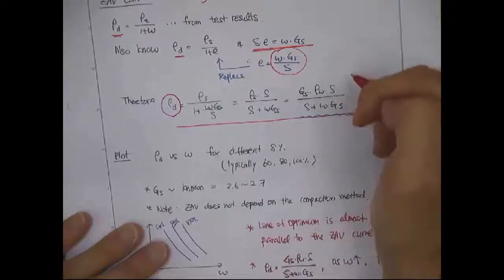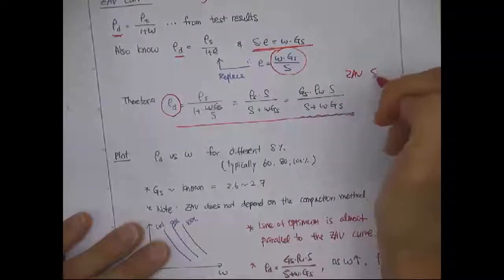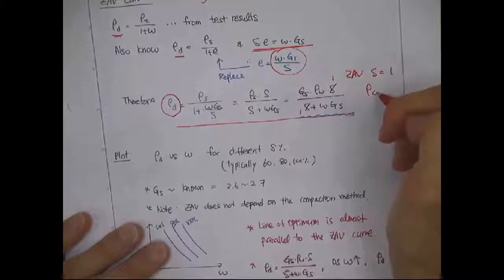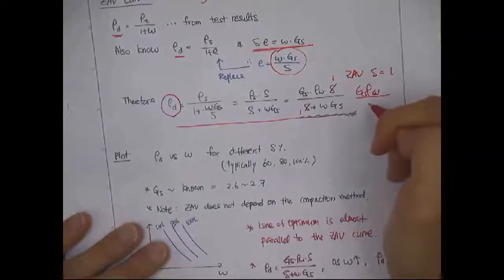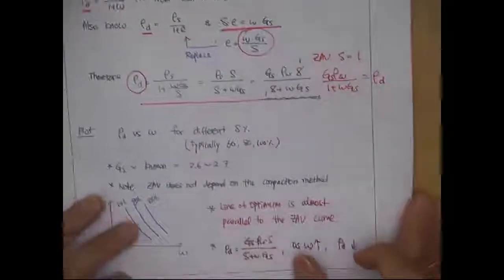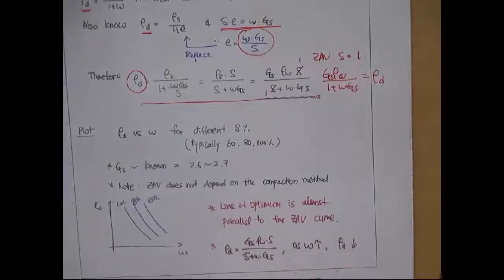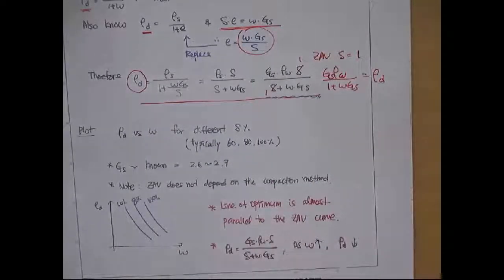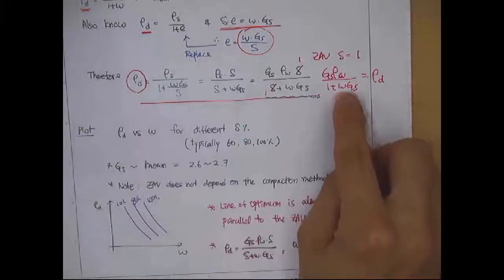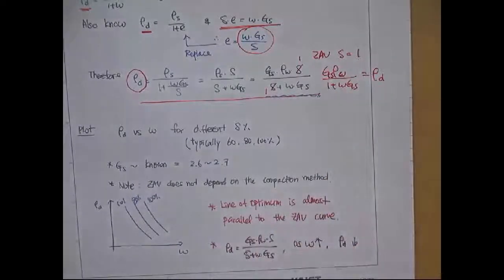Here, if you calculate the ZAV, you can assume S is 1, right? So this will be 1 and this will be 1. So rho d equals rho w Gs over 1 plus w Gs. We know the water density is 1 gram per cubic centimeter, and Gs will be given, maybe like 2.7 or 2.65. Right? So then you can plug in the water content from like 10 to 20%, and you get the dry density.